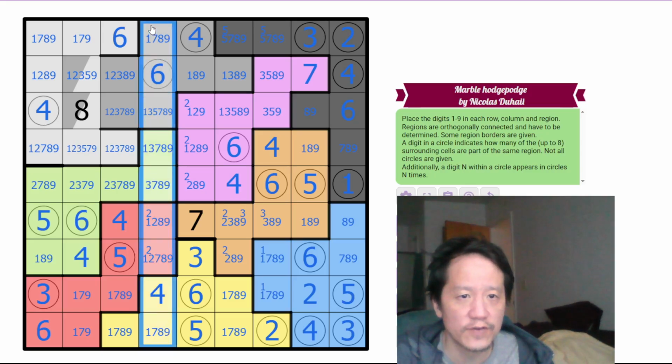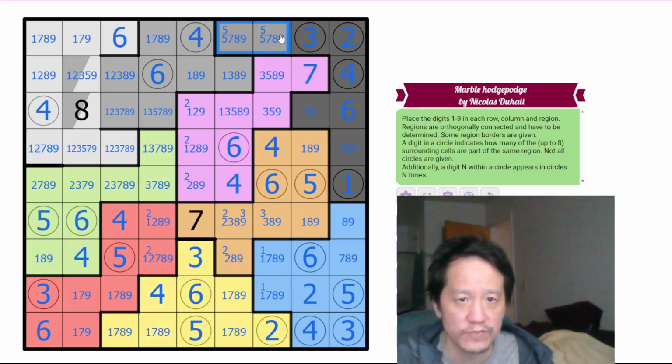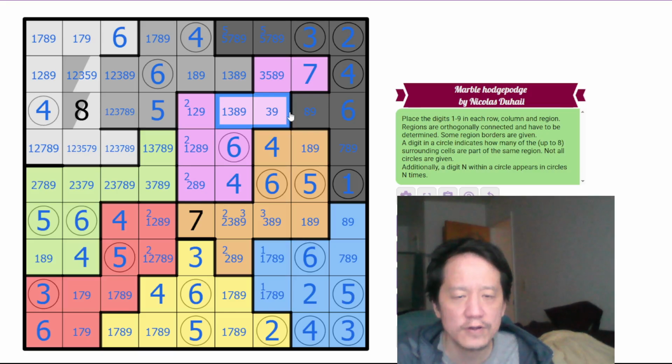Therefore, where is the 5 in column 4? Cannot be any of these because they all have a 5 in their region. Can't be here because one of these two must be a 5. So this must be a 5 here, which means none of these two can be 5. Therefore, for the pink region, this has to be a 5. Also, this has to be 3 here.